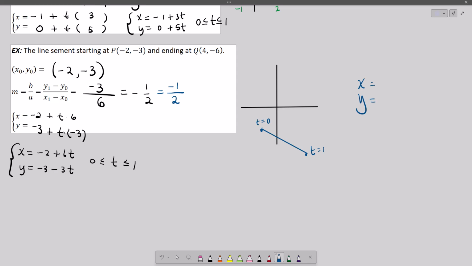So we're going to do x plus the change in x. So x is negative 2. Change in x is negative 1 multiplied by t. For y, the initial y is negative 3. Plus the change in y, we're going to treat that as the change in y. And when we plug in our domain, let's see, if we plug in 0, okay, good. We're at negative 2, negative 3. Right, that's this point right here, negative 2, negative 3. And this point is 4 comma negative 6. When we plug in 1, are we at 4 comma negative 6? No.